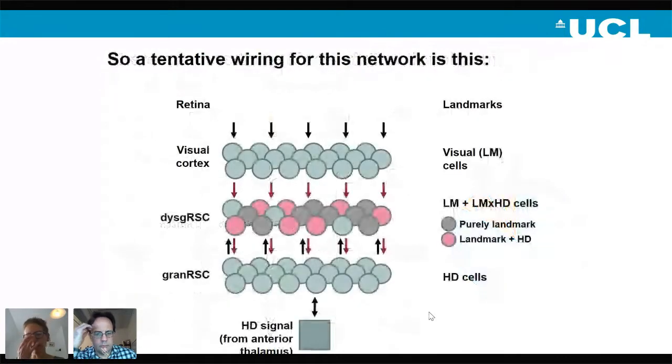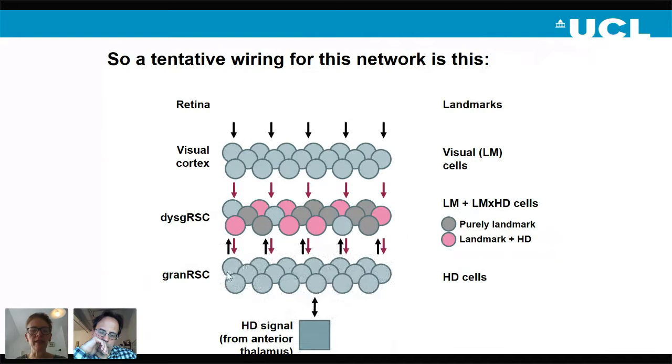And we sort of decided that there is some type of interaction going on in retrosplenial cortex between cells that are dominated by the head direction signal and cells that are being dominated by the visual information about landmarks. So this is how we conceptualize it. So this is the granular retrosplenial cortex, which is the part that's more connected to the deeper regions of the brain, including hippocampus and the other head direction cell areas like anterior thalamus.